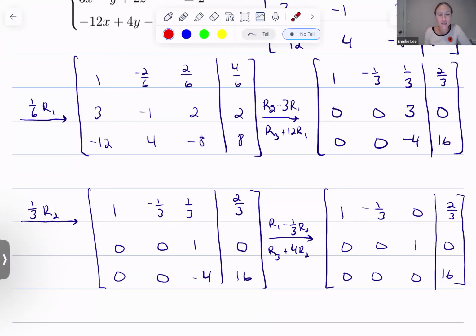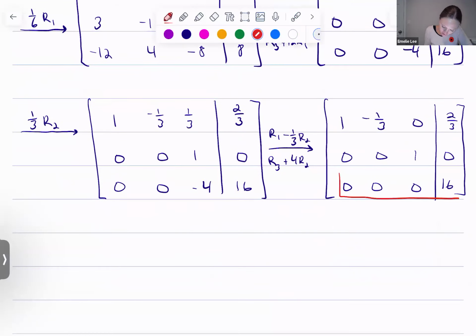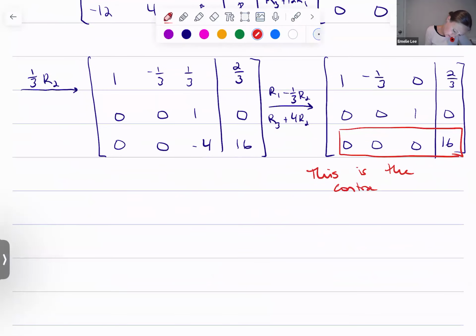We can still handle that, right? The problem is this, right? So when I pivot around this 1 and turn this -4 into a 0, what I find is that this is the contradiction, not the previous one. Oh my gosh. Contradiction. Yeah.